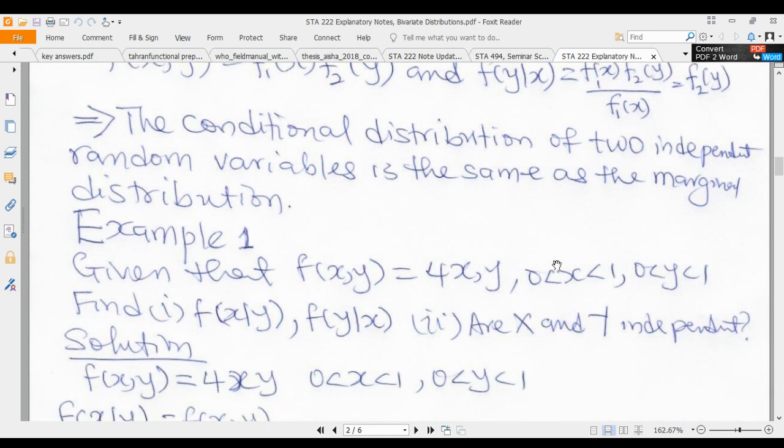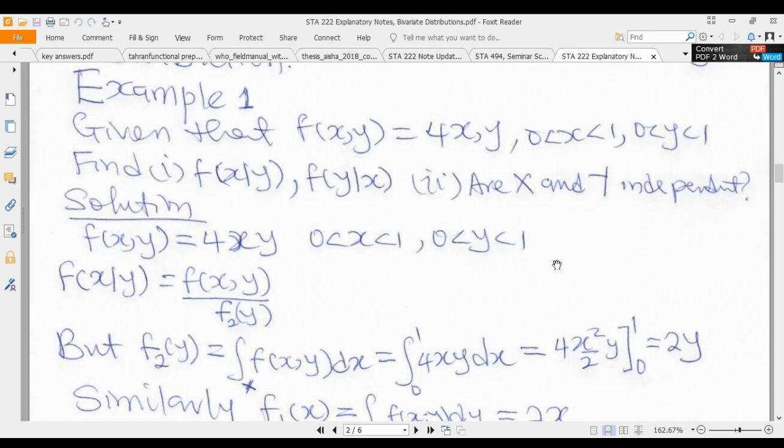Let us now look at an example. Example 1. Given that f of x comma y is equal to 4xy, and the range of x is 0 and 1, and the range of y is also 0 and 1, you should find the marginal f, f of x given y and f of y given x. Then you determine whether x and y are independent. Now f of x comma y is given by 4xy, 0 less than x less than 1, 0 less than y less than 1.